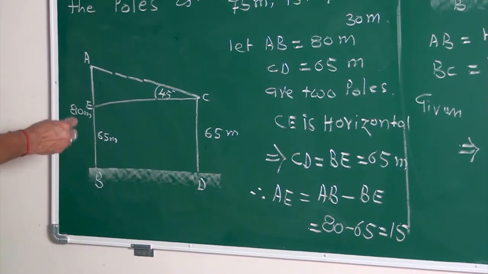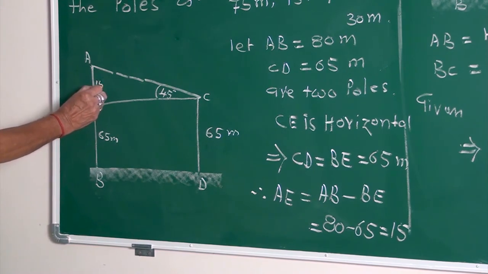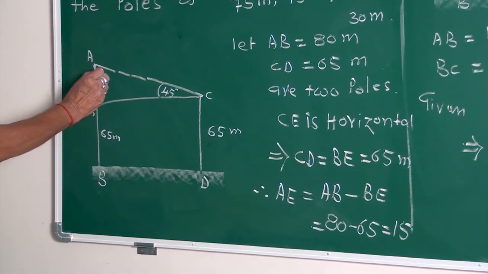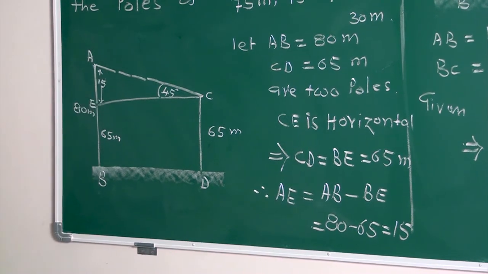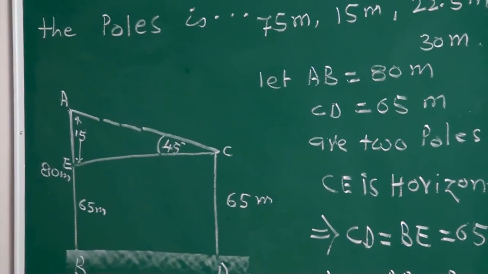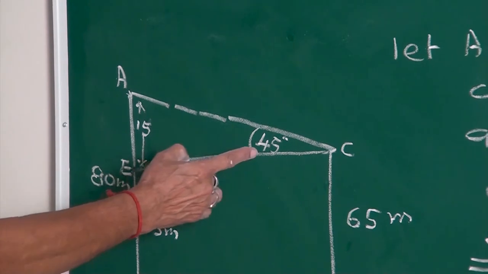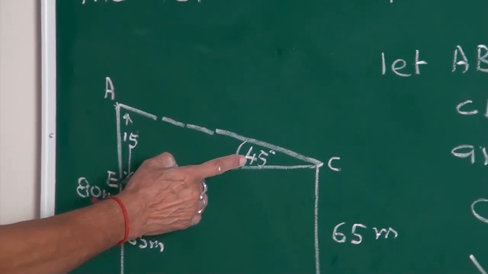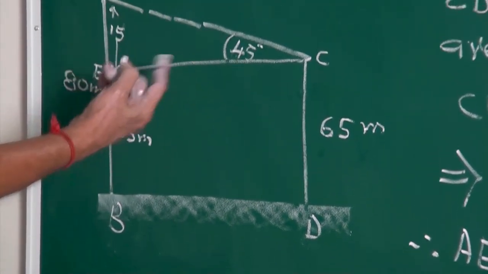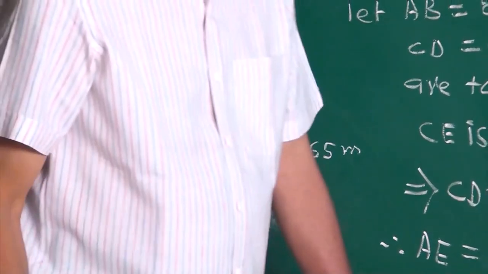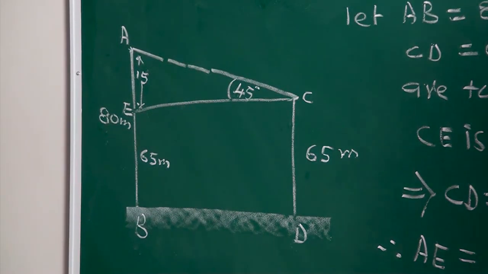This is 15, my friends, only this part. Again, you have to go for what? You wanted this BD. To find BD, you take tan 45 in the triangle.